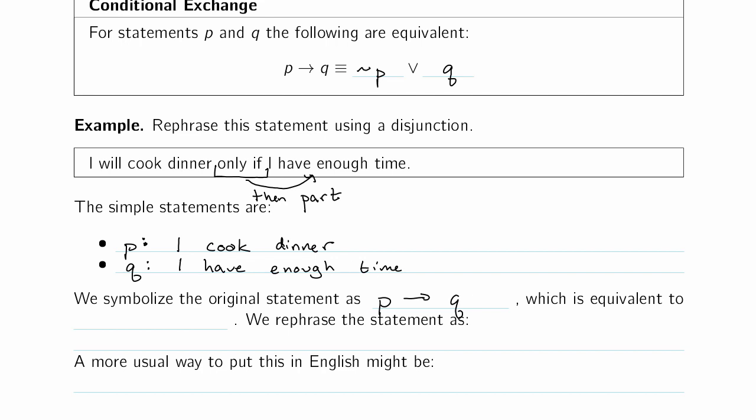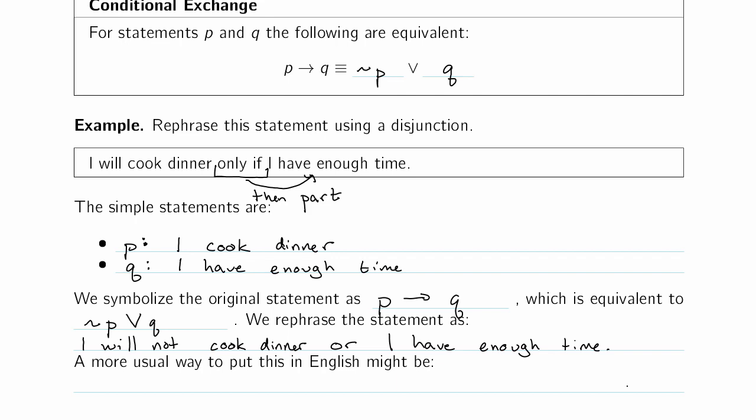And if P then Q is equivalent to not P or Q. That's the conditional exchange we just saw. So if P is I cook dinner, not P is I don't cook dinner, or I will not cook dinner, or I have enough time. Okay, that is a weird sounding statement in English, but we can make sense of it.